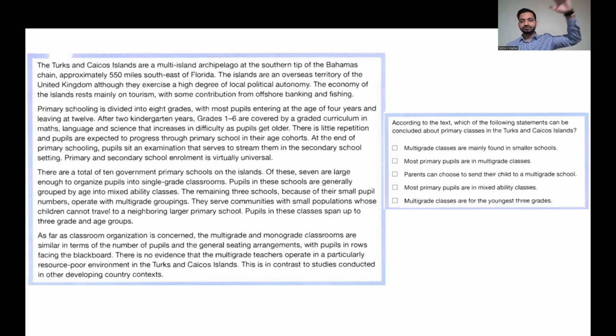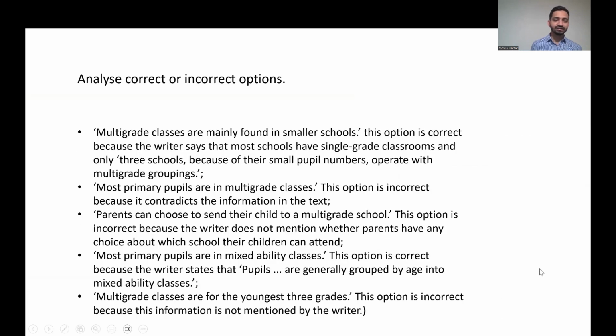So you can see that there's a lot of information, but all of your options are coming from or are presented in paragraph number 3. So that's why it's super important that you scan for the keywords from your options and look for and scan them in the paragraphs, because you will want to pay more attention to the paragraph where the information resides. So let's go to the next screen and analyze the correct and incorrect options.